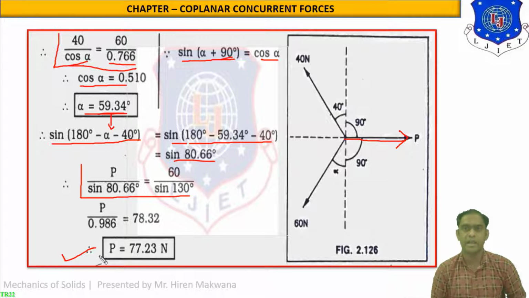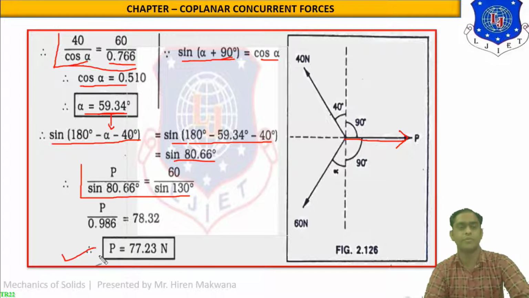Once you are getting alpha, then the numerical is very easy for you. You have to just prepare for the alpha by trigonometry, by any simplification method. Just simplify the figure very carefully. Then you will get the alpha, and after getting the alpha, P will be very easily calculated. So this is the numerical number 1 for today.